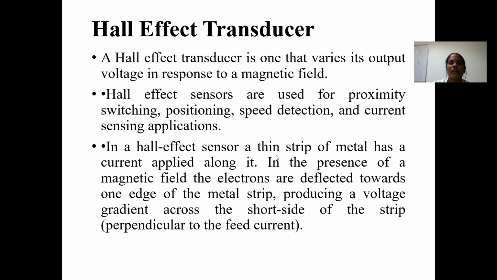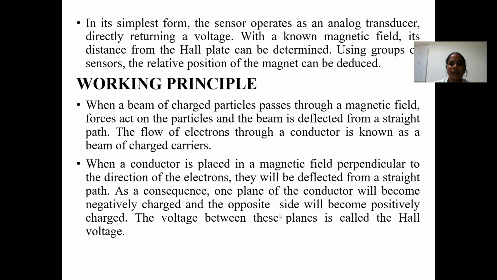In a Hall effect sensor, a thin strip of metal has current applied through it. In the presence of a magnetic field, the electrons are deflected towards the edge of the metal strip, producing a voltage gradient or change in voltage. In the simplest form, the sensor operates as an analog transducer, directly returning a voltage. So with a known magnetic field, the distance from the Hall plate can be measured, and the relative position of your magnet can be deduced.